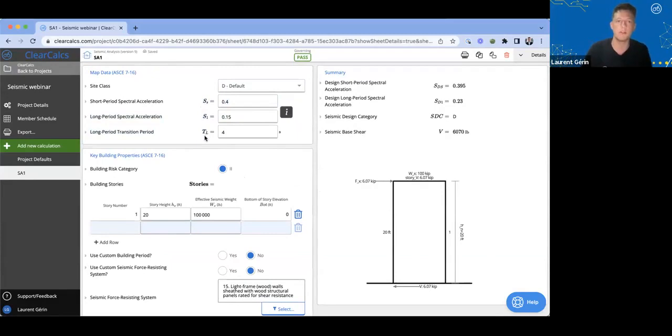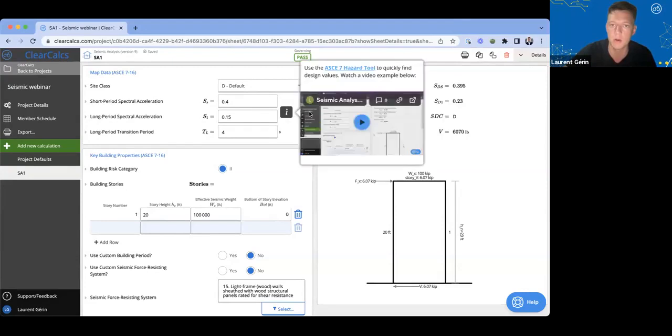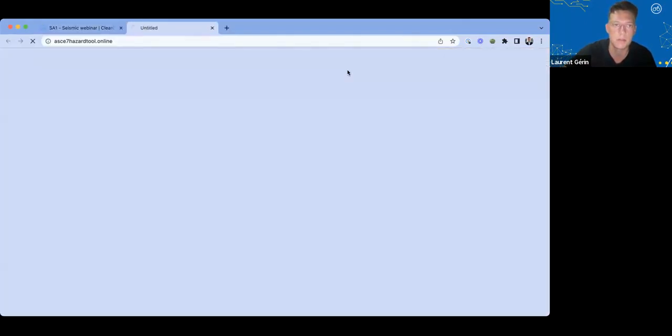These are the three parameters I mentioned that are going to help us build our spectrum. That's the spectrum that shows the acceleration our building is going to go under. If I just hover over this I button, you'll see we actually show you a little video on how to calculate this. We're going to go also to the ASCE 7 hazard tool in this case. So I'm going to open this.